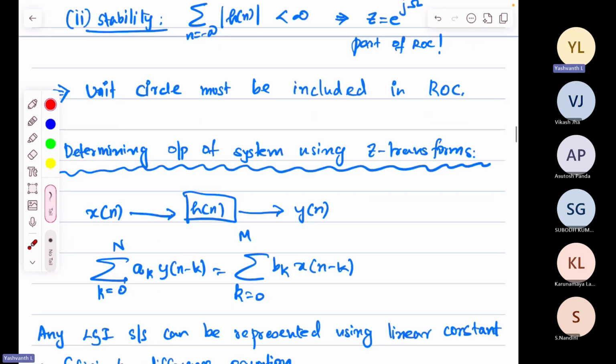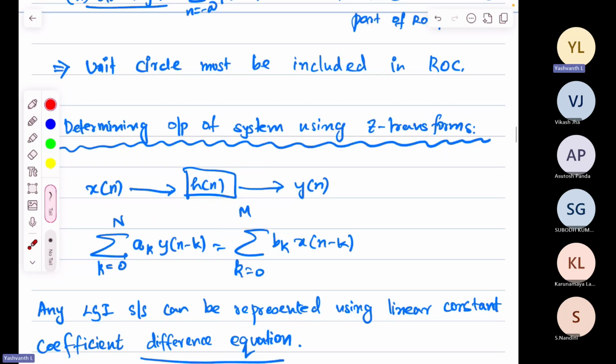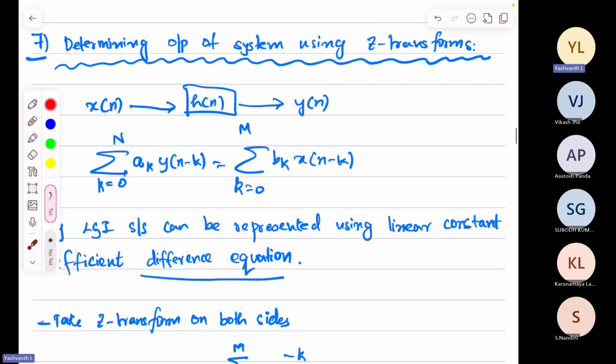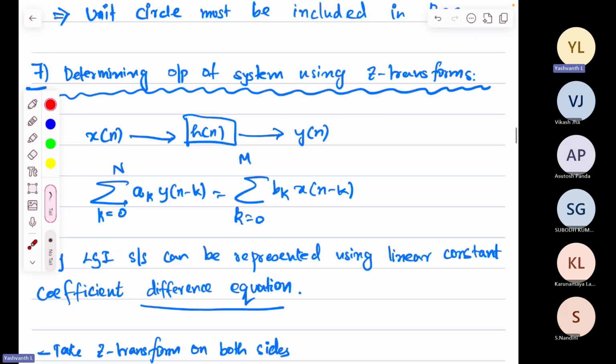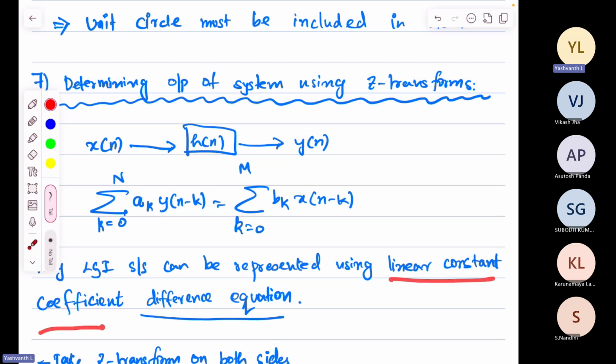Okay, now determining the output of a system using Z transform. Let's say x of n is the input, y of n is the output, and h of n is the impulse response. Then what you can show is any linear shift invariant system can be represented by what is called a linear constant coefficient difference equation. This is similar to continuous time in the sense that there we said any LTI system can be represented as a linear constant coefficient differential equation, but for a discrete time system it's a difference equation, right?